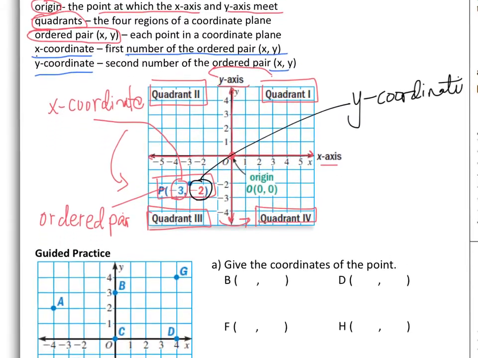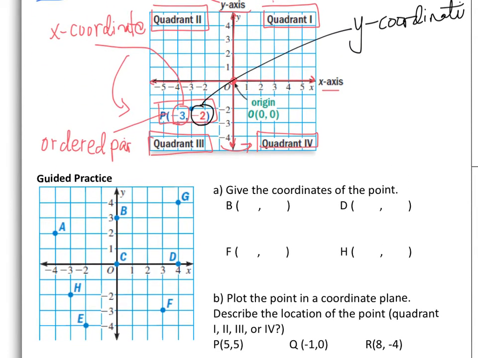Now we can do some practice. Part A, give the coordinates of the point. So point B, how do we read this? We will go to the x-axis, so that would be 0. Count 3 units up, 3. And D, so we have to move 4 units to the right, so the x-coordinate will be 4, and since it's on the x-axis, the y-coordinate will be 0.